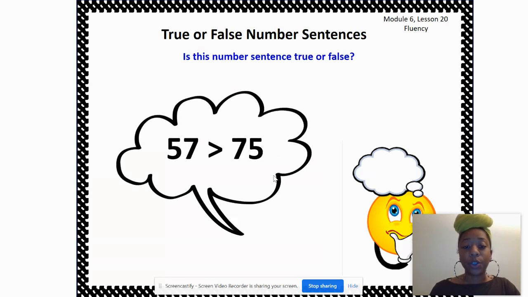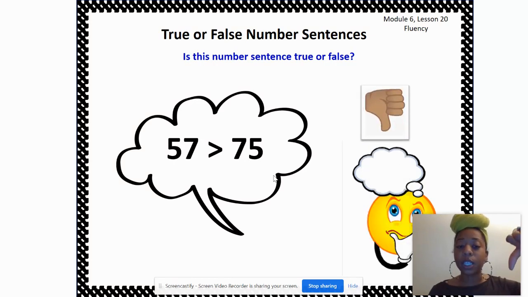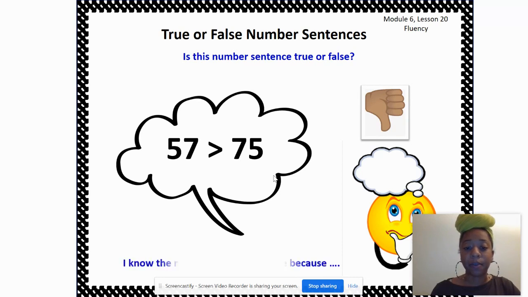Is this number sentence true or false? 57 is greater than 75. Let's look at the tens place. Is 5 tens bigger than 7 tens? You're right. 5 tens is smaller than 7 tens. So this number sentence is false because 57 is not bigger than 75.